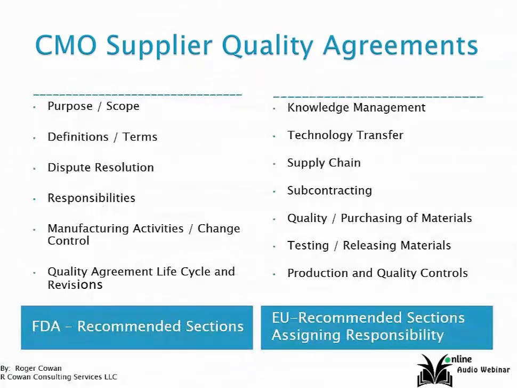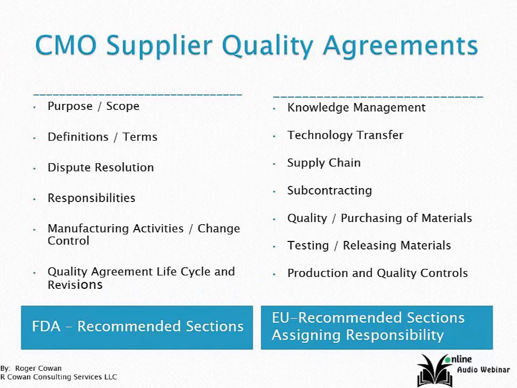Now, both the FDA guidance and the EU Chapter 7 actually recommend the format, if you will, of these quality agreements. So I've made a little chart here. The one on the left-hand side is recommended sections by the FDA, and that's like purpose, scope, definitions, dispute resolution, responsibilities, manufacturing activities, and change control, and also the quality agreement life cycle and revisions. Those are the sections in your quality agreement that is recommended by the FDA.